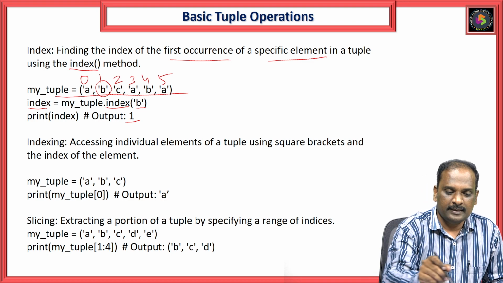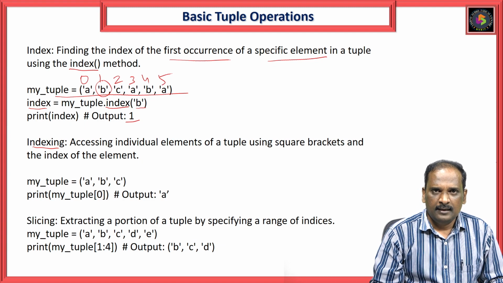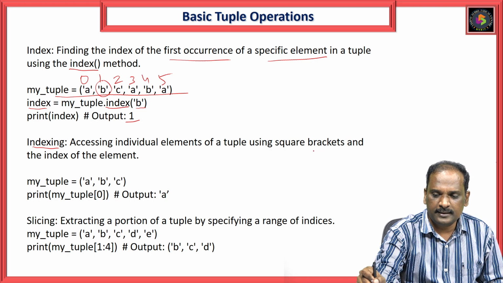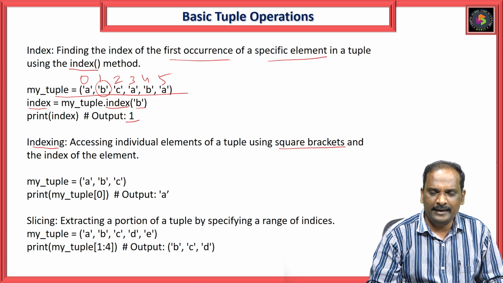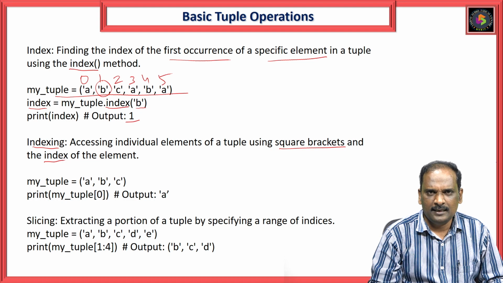The next operation is indexing. How do we access the elements? By using indexing: accessing individual elements of a tuple using the square brackets and the index of the element. We have already seen this in other data structures like lists and strings, and now we are seeing it in the tuple. Accessing individual elements is called indexing. The index method will return the index of the element, while indexing will return the element if we pass the index.